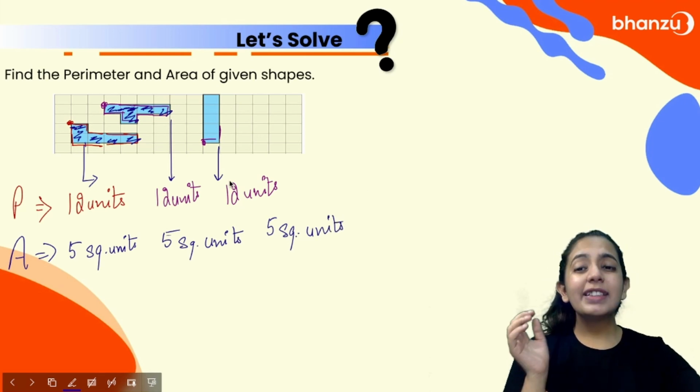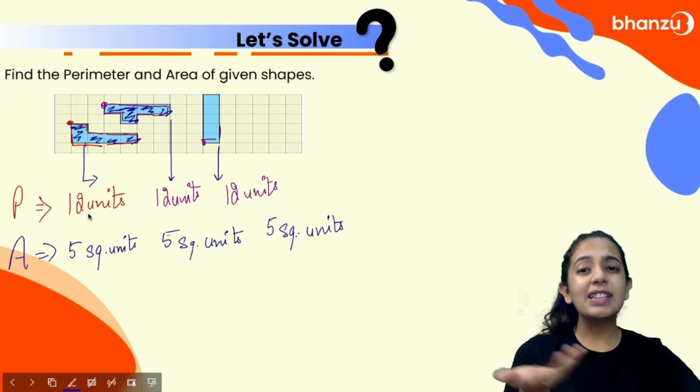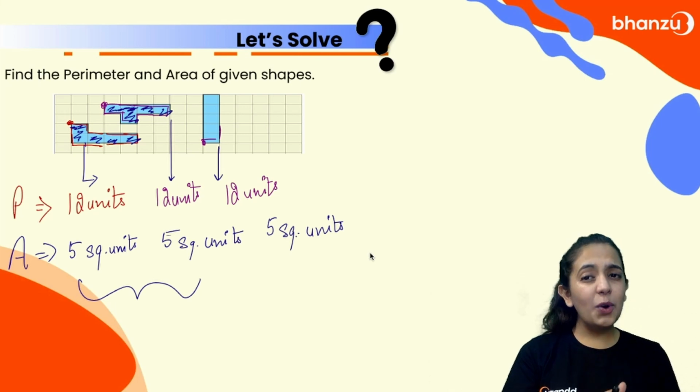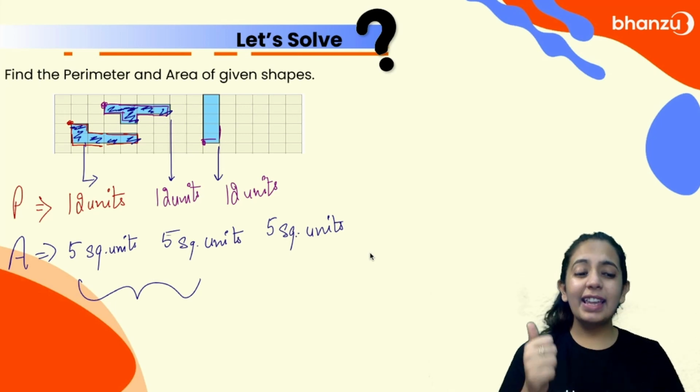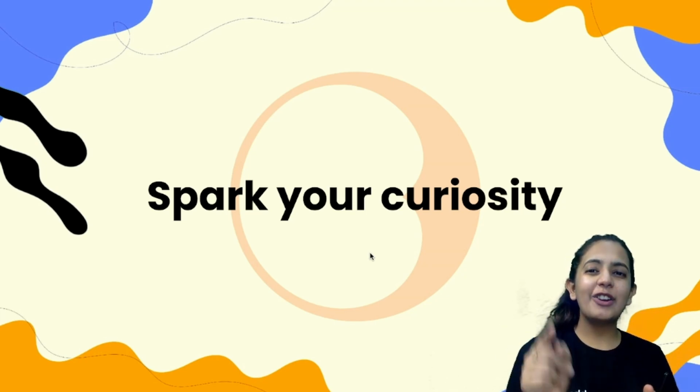Did you observe that despite having the same area, the shapes are different? Even despite having same perimeter, the shapes are different. Now similarly, you also try out finding area and perimeter of a few objects around you.